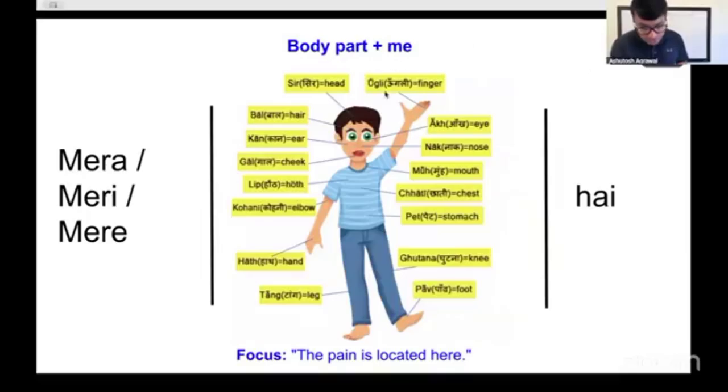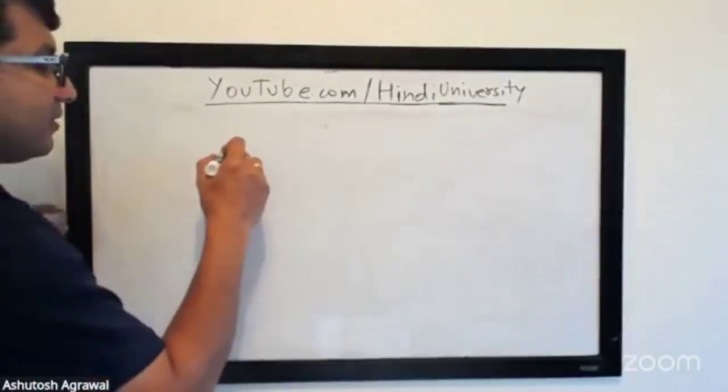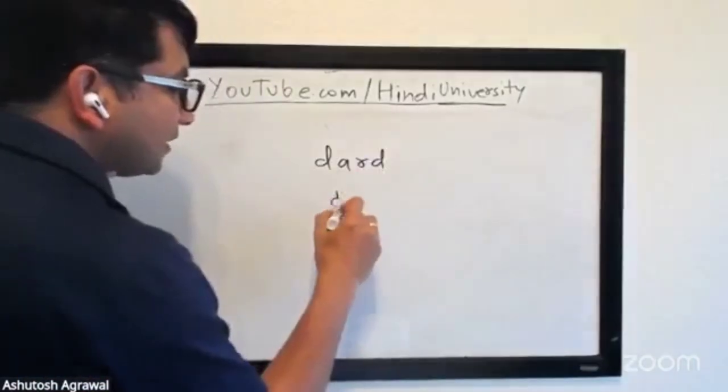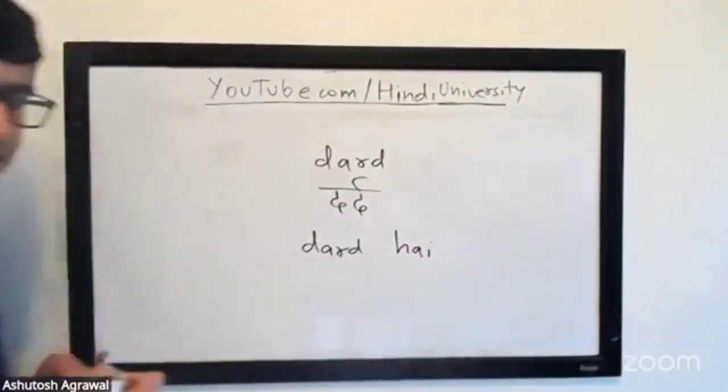That you can use to talk about your wellness is you mention the parts of the body to the doctor, and you say that the pain is located here. Pain, or to feel hurt, or to feel pain. Okay, dard. There is a pain. Dard hai.